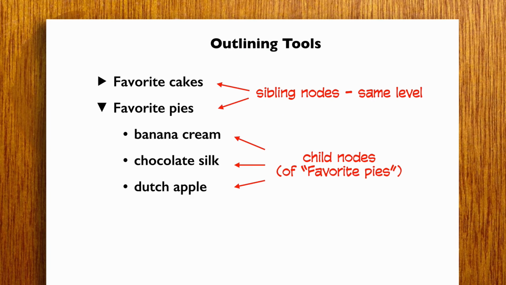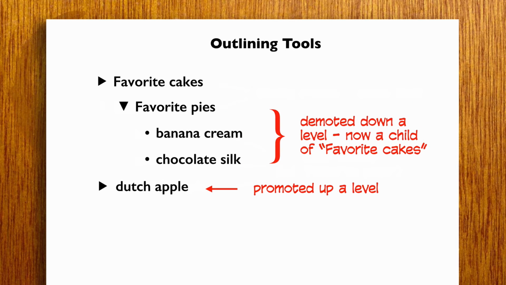1, you can add sibling nodes and child nodes anywhere in the outline. Sibling nodes are nodes at the same hierarchical level in the outline. Child nodes are subnodes of a particular parent node. 2, you can promote and demote nodes up and down the hierarchy, usually just by dragging and dropping or tabbing inward and outward. So I can take the whole favorite pies node and demote it, turn it into a child node of favorite cakes. Here I've also promoted Dutch apple to a level 1 heading, so it's moved up the hierarchy and is now a sibling with favorite cakes.